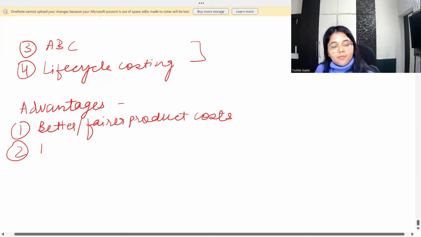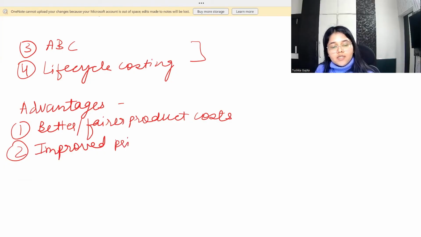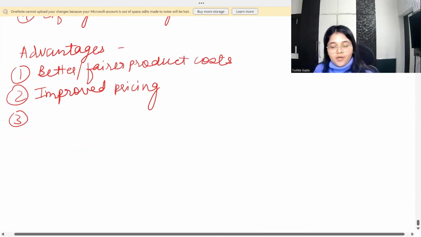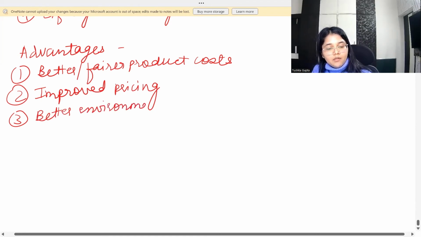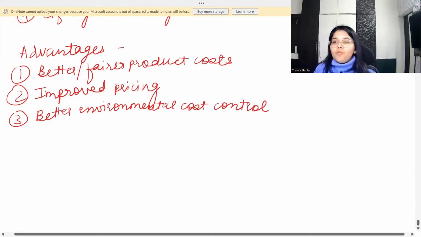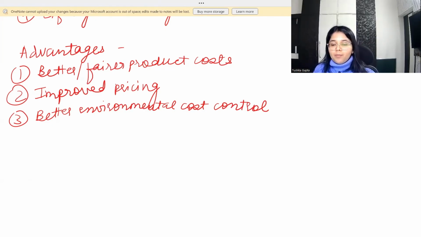Another thing, again, improved pricing. Now you'll know how much you are causing because of the harm to the environment. So you will also be able to add that cost and transfer to the consumer. Then better environmental cost control. By this, we mean that we will be considering how much money we are spending because of our environmental costs. So when we know how much we are spending on what, we will be able to also control that better.